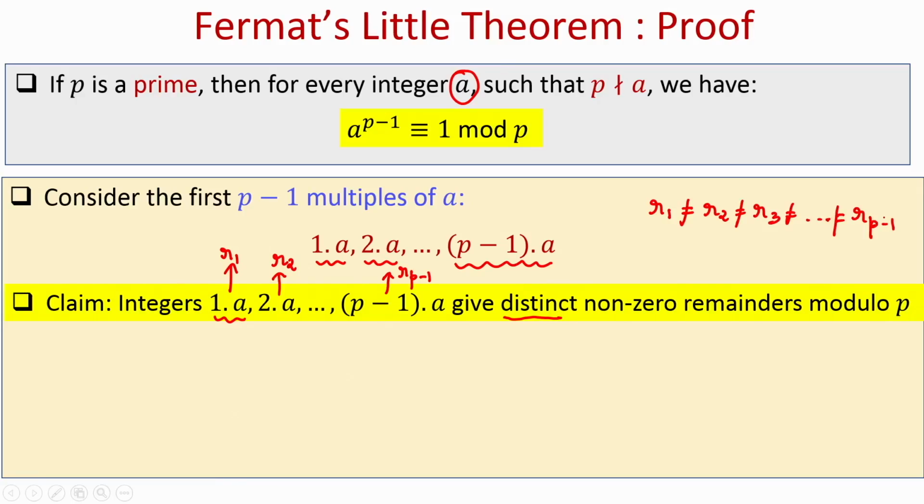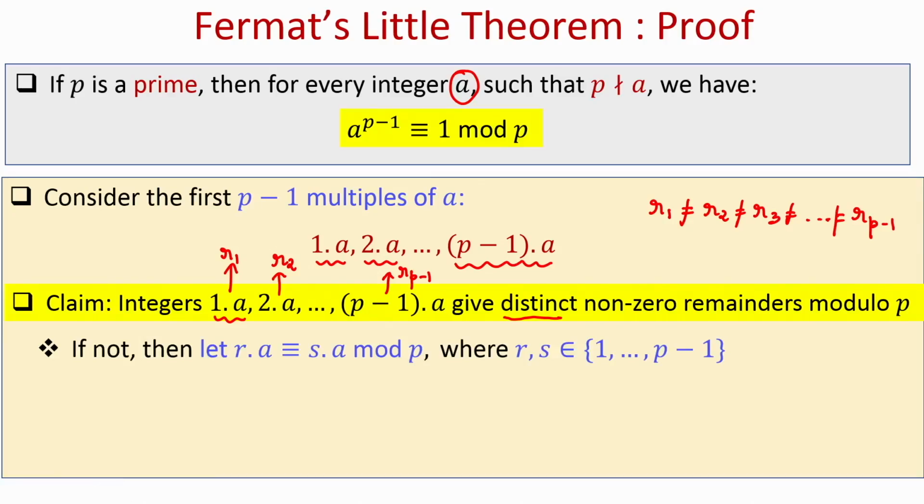And of course, all of them are non-zero. Okay. So, the proof will be by contradiction. We will now prove this claim by contradiction.